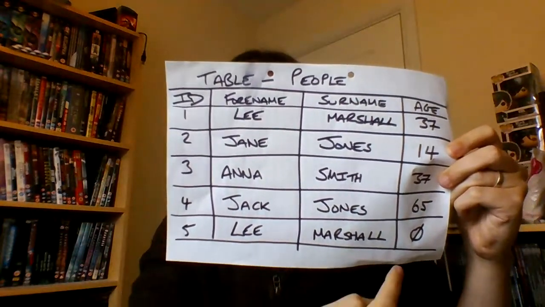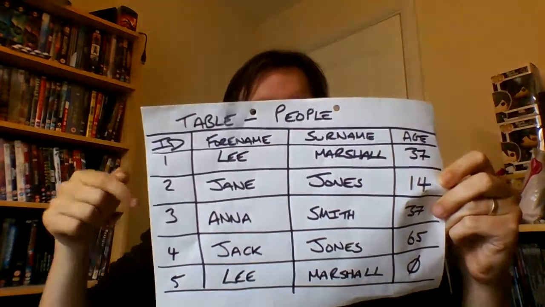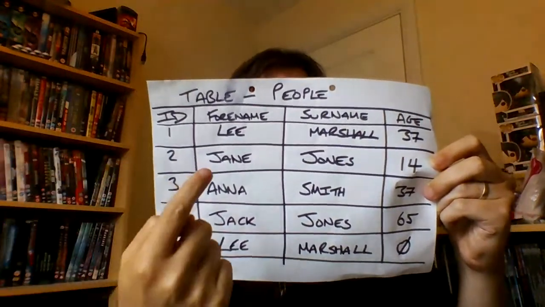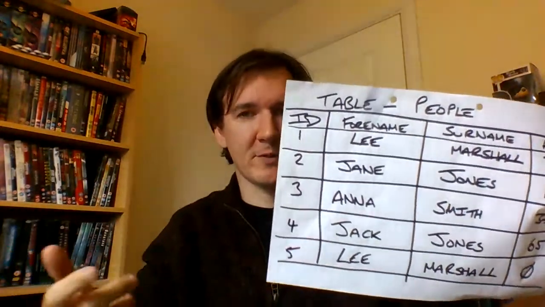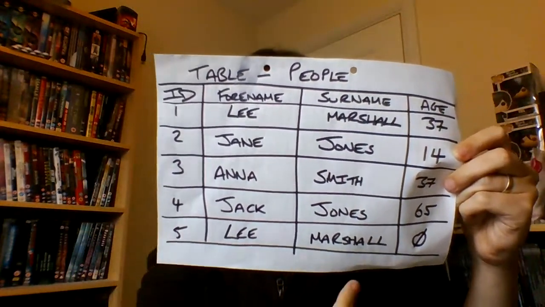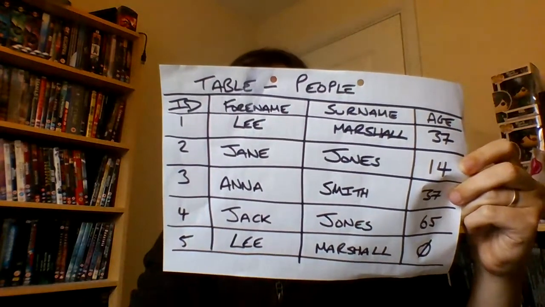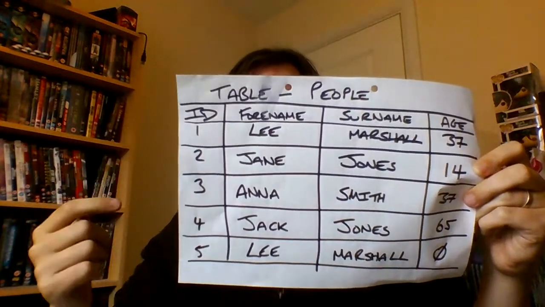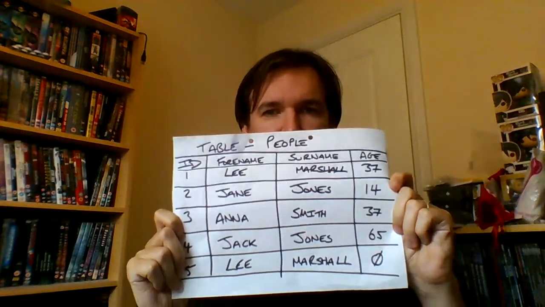So every row is unique, but they might be quite similar. So, for example, row 1, we have a Lee Marshall who is 37, because I am 37 and I'm called Lee Marshall. So I started with myself. But we've also got another Lee Marshall on row 5, but this row Lee Marshall is age 0. So I just want to give an example of, you could have data that is very similar but could be different. So imagine we wanted to find this information. How would we view it?